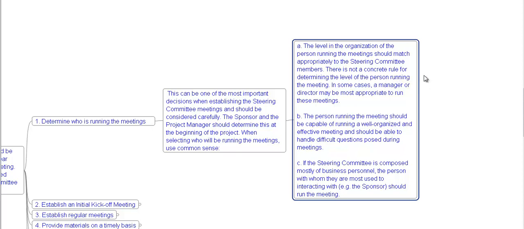The level in the organization of the person running the meeting should match appropriately to steering committee members. There is not a concrete rule for determining the level of a person running the meeting.